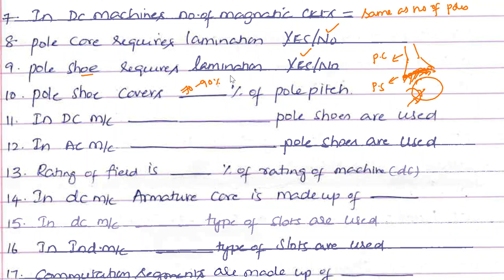Next question, 11th question here. In a DC machine, dash pole shoes are used. That means what is the shape of this pole shoe? And similarly, I'm taking the comparison with the AC machines. In AC machines, dash pole shoes are used. In DC machines, we can use arc or broader type. And in case of AC machines, we can use chamfered or we can use eccentric type. Okay, eccentric pole shoes we can use here.